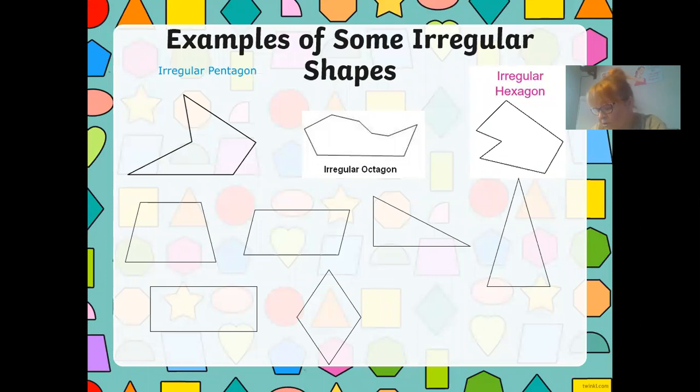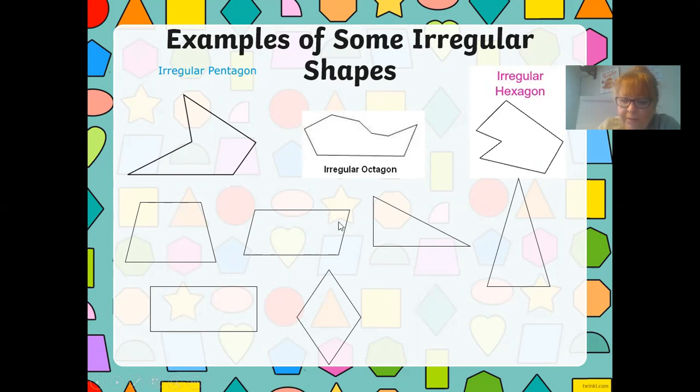So just to show you some examples of irregular shapes here. Now, an irregular pentagon is still a 5-sided shape, but you can see it's not the pentagon that you would be thinking of. An irregular octagon, 8-sided shape, but not what you would be thinking of. An irregular hexagon, 6-sided shape.